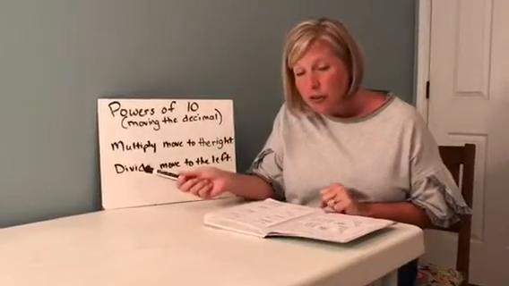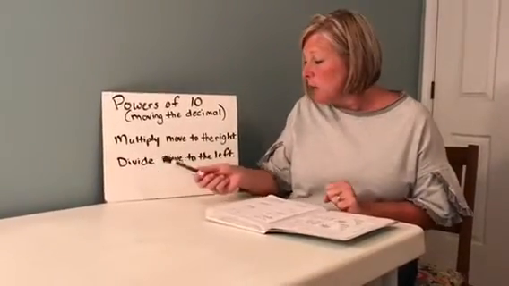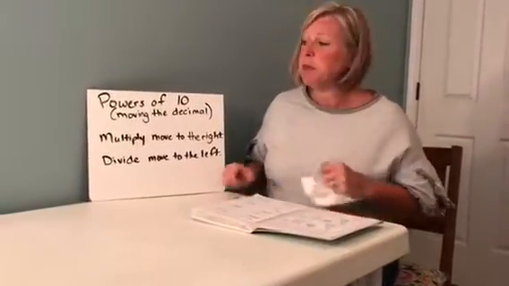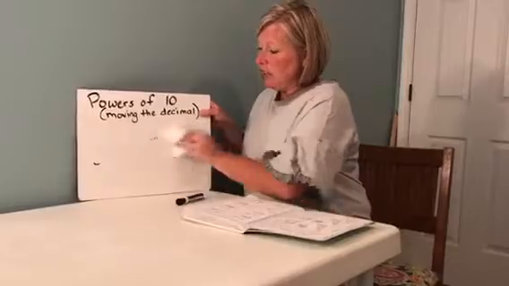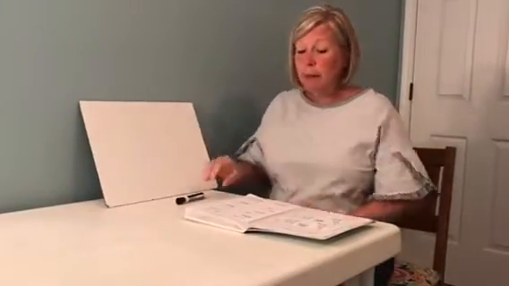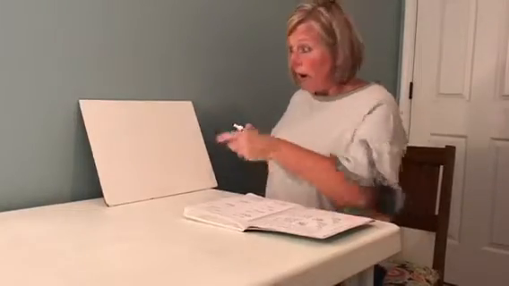If we're dividing two numbers and one has a power of 10, we're going to be moving the decimal to the left. That doesn't make a lot of sense, but it will. All right, so let's try the multiplying. Okay, multiplying, remember we're moving it to the right.